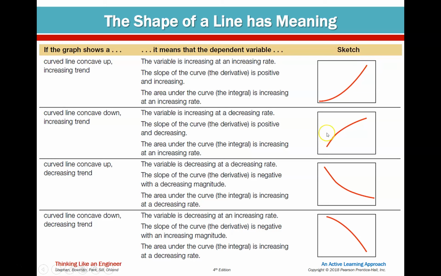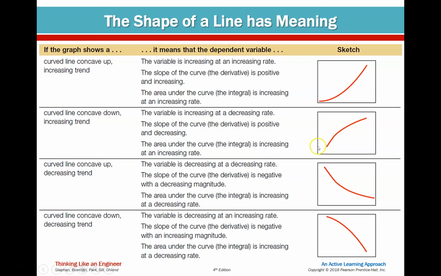When you have the curve that's concave down, though, the variable is now increasing at a decreasing rate, so the area under the curve is increasing at an increasing rate. Because the area under the curve is the integral of the variable, the slope now is positive and decreasing. So that slope would be that positive and decreasing kind of slope as it decreases in magnitude.